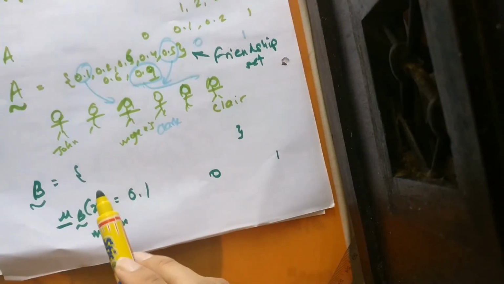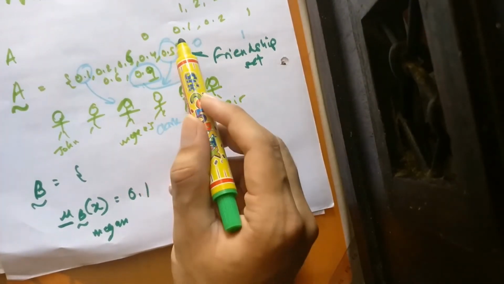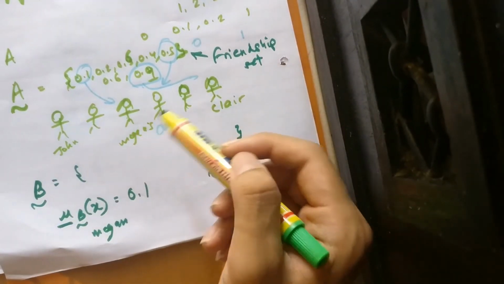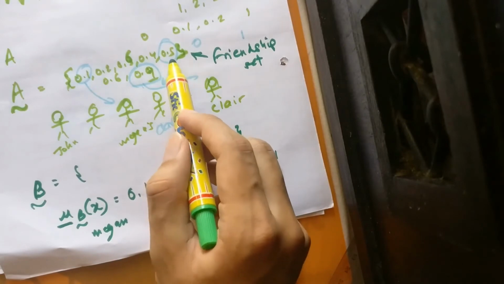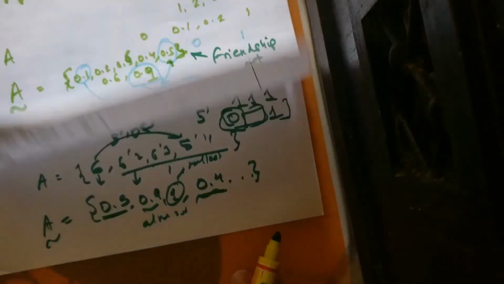If you don't know whether someone is your friend or not, then of course you cannot add them to your fuzzy set of how good a friend they are. Alright, that's why the probability of that element being in that set is always 1. Okay, moving on.